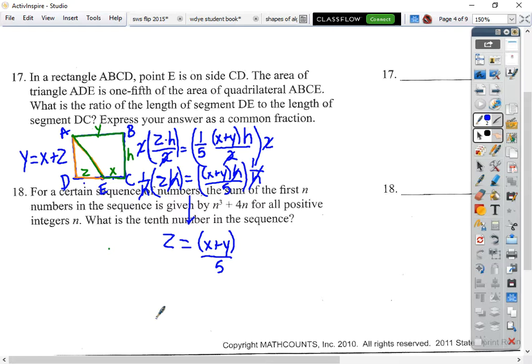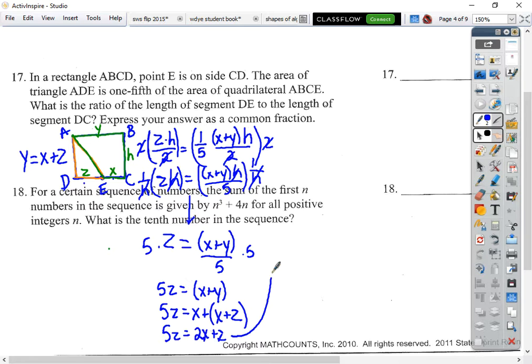Now, I'm still working with 3 variables, so let's keep going. Let's actually use this piece of information up here to help us out. So first let's multiply by 5, so that we have 5Z equals X plus Y. Let's substitute that information in so that we have 5Z equals X plus what we have for Y up there, X plus Z. So when we simplify, we have 5Z is equal to 2X plus Z. Right? And lastly, what we can do is subtract Z here so that we have 4Z is equal to 2X. And I'm going to solve for Z in this case. We're going to divide by 4, so that Z is equal to X over 2.